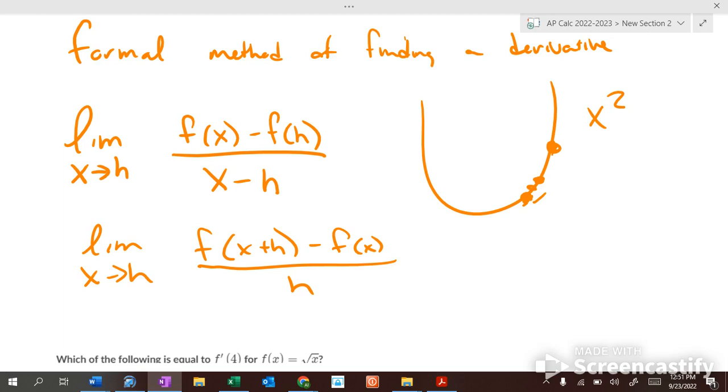He's been so into slope that this is really the slope formula with a limit involved. And as that gets smaller, then you'll find the derivative. But as h gets smaller here, we'll find the derivative. And we'll work with both of them some.